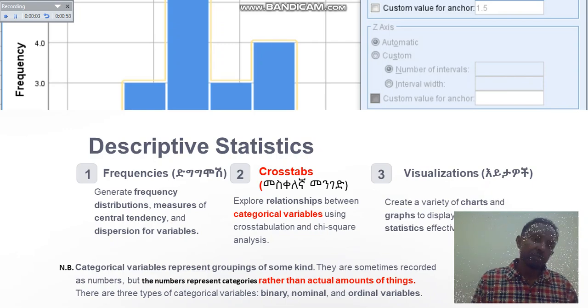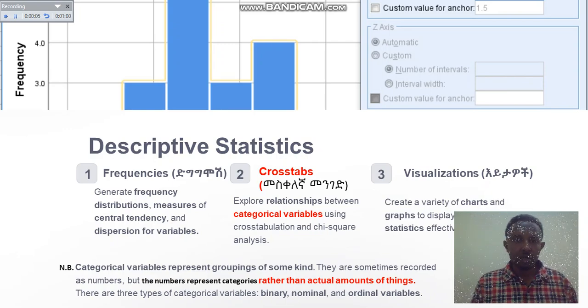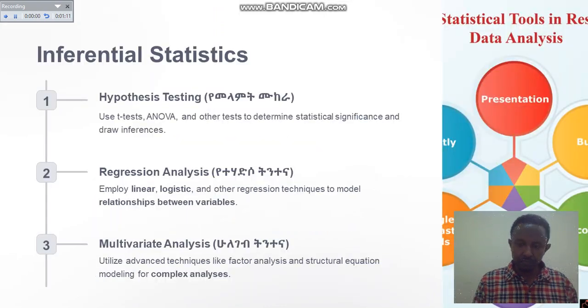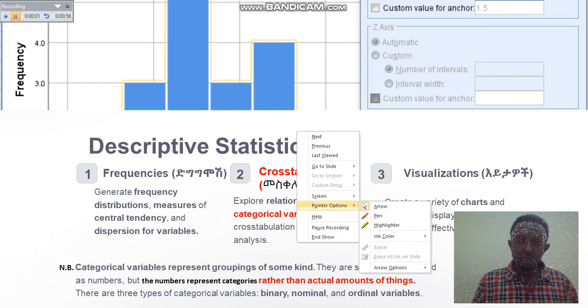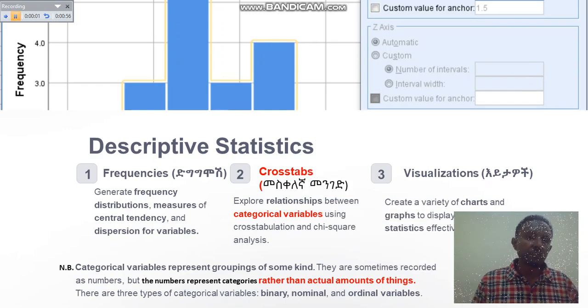And the next part is the descriptive analysis. This is the first part of SPSS output. The first one is the frequency. Frequency is mostly about the percentage.